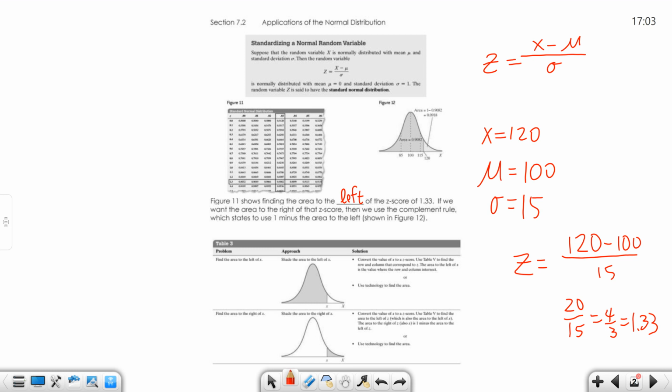If we want the area to the right of a z-score, then we use the complement rule, 1 minus. That's all these two things right here say. If we want the left, we just look up the proportion on the table. If we want the right, we have to do 1 minus the area, okay? That's all that's saying there.